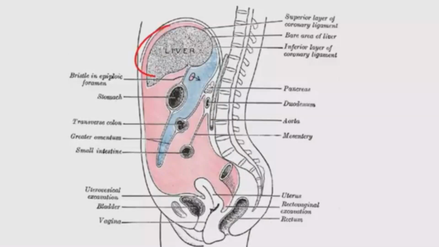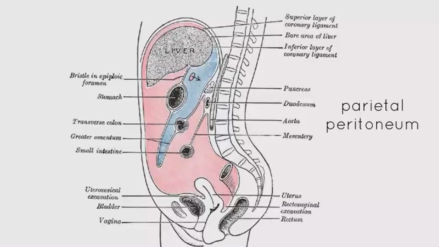So we've got the liver at the top, we've got the stomach that we've sliced through, the transverse colon, one of the loops of the small intestine, we've got the sigmoid colon, rectum down here, the uterus and the bladder at the bottom. So the peritoneum is this membrane which surrounds the abdominal cavity and the abdominal organs. So the bit which surrounds the abdominal cavity is called the parietal peritoneum.